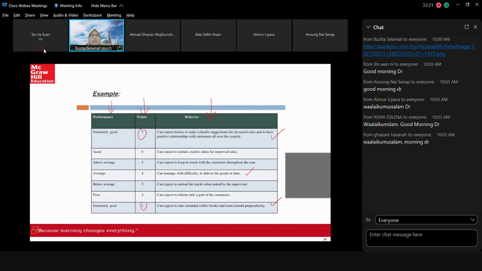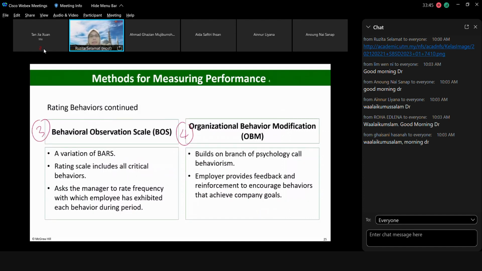Okay, so this is BARS, meaning behaviorally anchored. The behavior is anchored to certain point. Or we call it rating scale, rating from 1 to 7. That's where the name is derived, right? Behaviorally anchored, anchored kepada apa? Rating, 1 to 7. Okay, rating scale. Alright, clear? Let's look at the third one under behavior, behavioral observation scale.